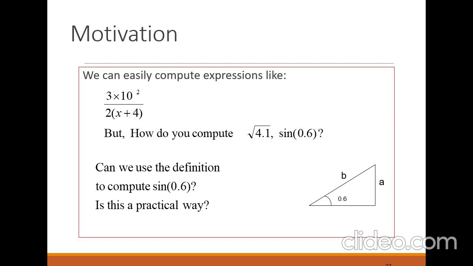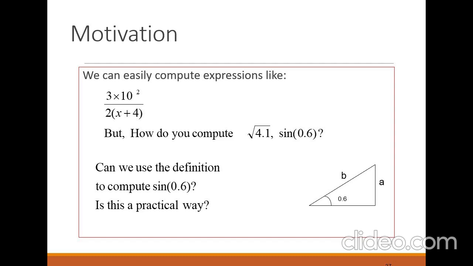But how about if you want to compute the square root of 4.1? You know the square root of 4. So using Taylor expansion, you should be able to approximate the square root of 4.1 from the square root of 4.